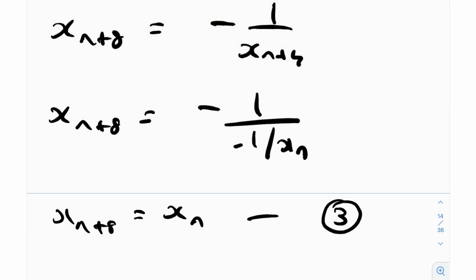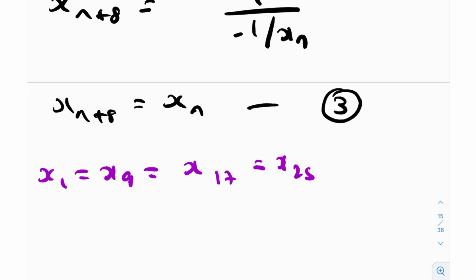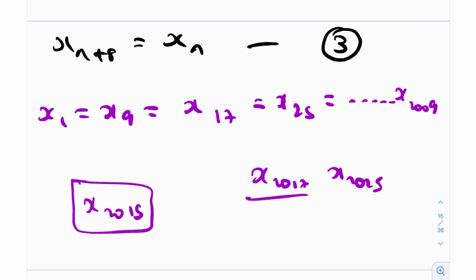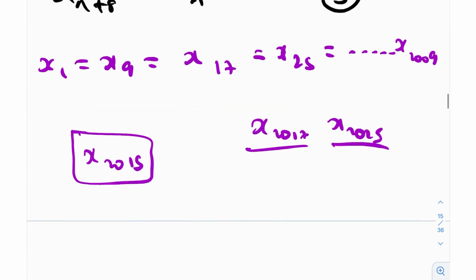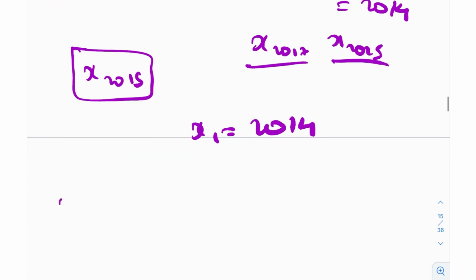Because if I start with any number k, I'll just go 8 places further, I end up with the same number, right? So x1 is equal to x9 is equal to x17 is equal to x25 all the way up till x2009. And why did I stop at 2009? Well, I could have gone x2017, x2025, but I want to find out the value of x2015. This is what I have to find, and these terms are ahead of that, so I don't really care. And all of these terms are equal, and they're equal to 2014 because in the question they've given us x1 is 2014. So x2009 also becomes 2014.